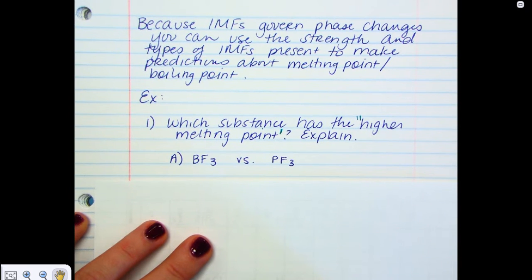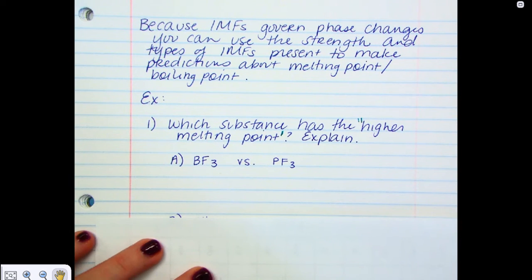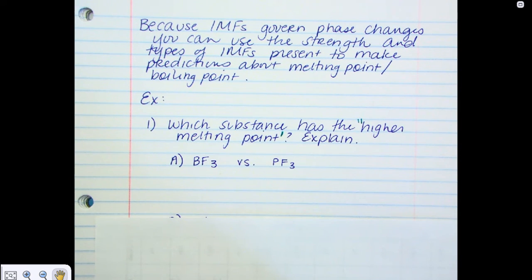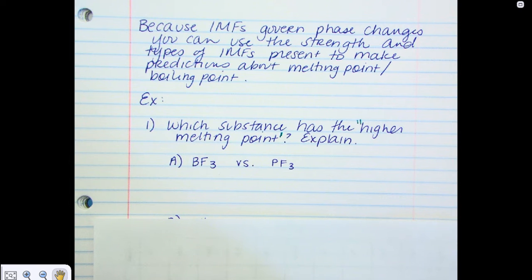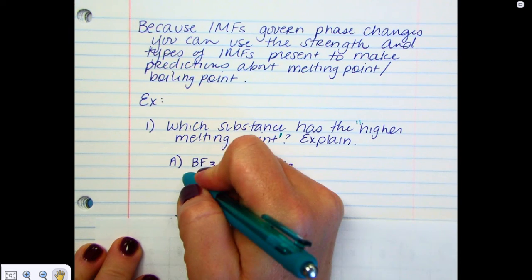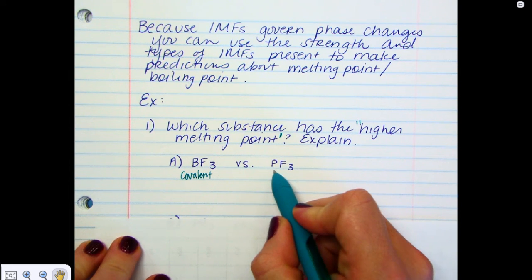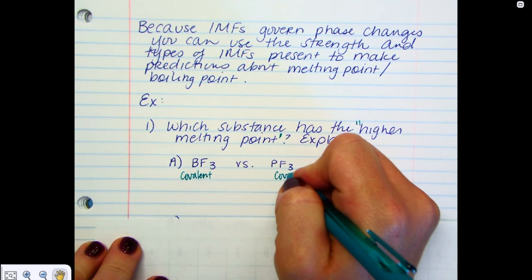So we have BF3 and PF3. The first thing I want to do with these is ask myself, are these ionic or covalent? And then once I answer that question, if they're covalent, are they polar or nonpolar? Okay. So first question, are these ionic or covalent? Well, boron is a nonmetal, fluorine is a nonmetal, so this is covalent. Okay. Phosphorus is a nonmetal, fluorine is a nonmetal, so this is covalent.